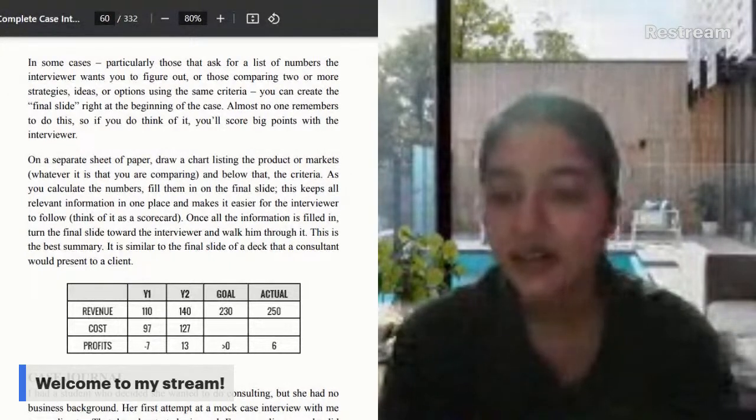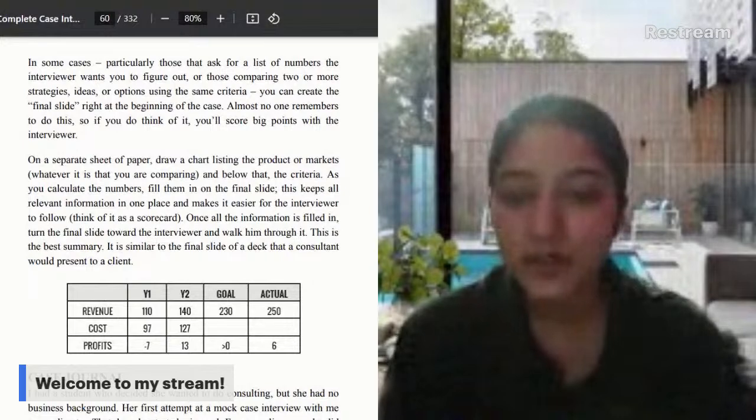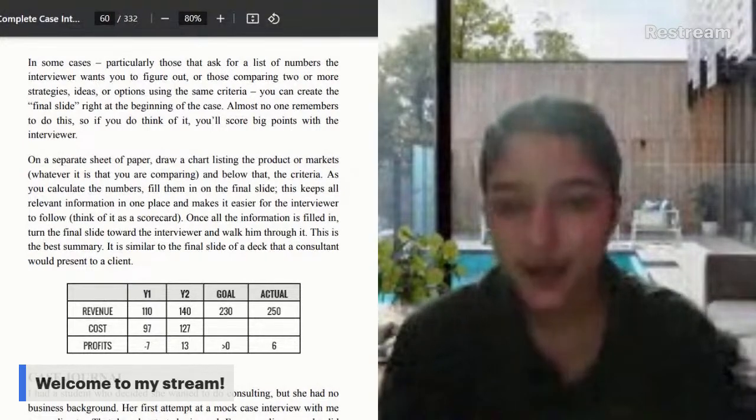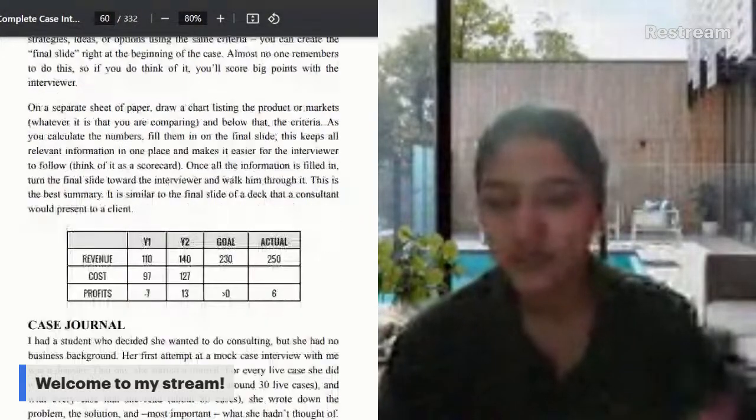Once all information is filled in, turn the final slide toward the interviewer and walk him through it. This is the best summary. It is similar to the final slide of a deck that a consultant would present to a client.